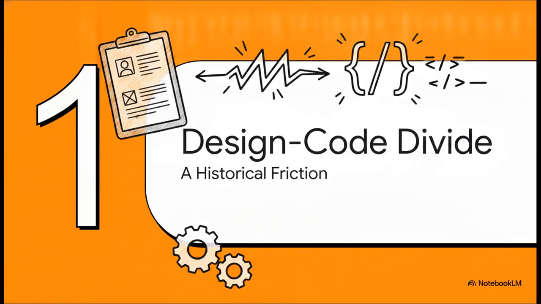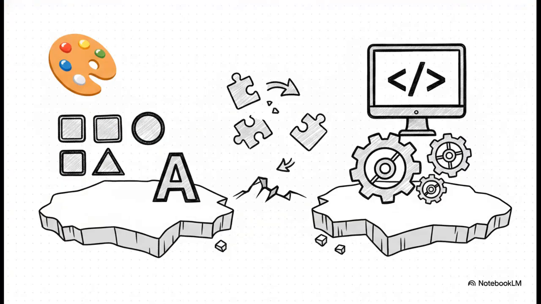Section 1. The design code divide. So to really appreciate the absolute brilliance of this new workflow, we first have to fully understand the massive problem it actually solves. Think about it. On one side, we have design systems. They give us precise color palettes, standardized typography, perfectly aligned components. Basically, they exist in this beautiful universe of vectors and visual perfection.